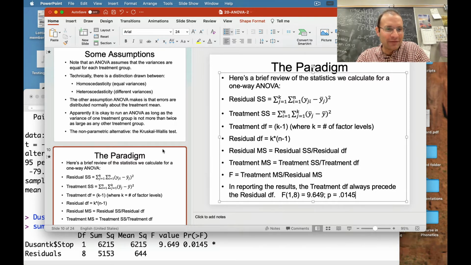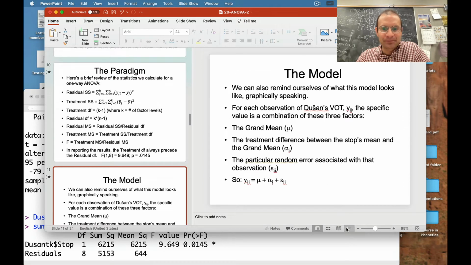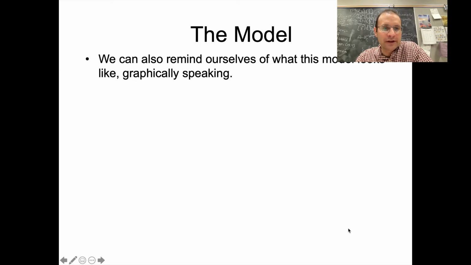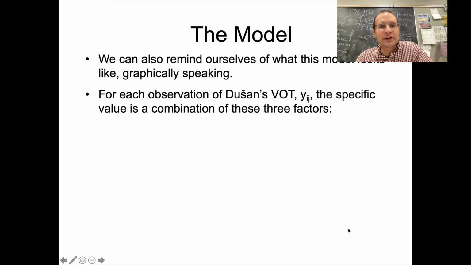Okay, so I'm going to leave that there for now, but what we want to do is expand this to a two-factor or two-way model. And so as I get into that, I'm going to remind you of what that one-way model looks like, graphically speaking, and also mathematically speaking.